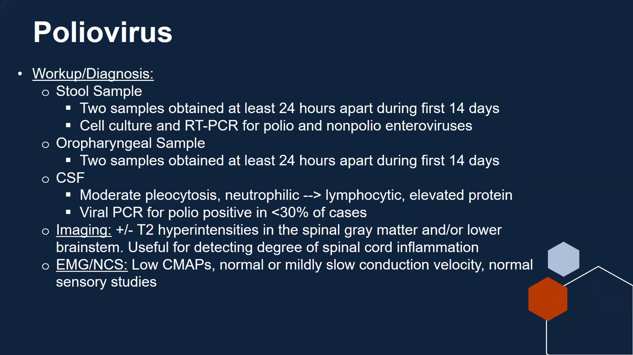In terms of other workup, if you are able to obtain an MRI, there may or may not be T2 hyperintensities in the spinal gray matter and/or lower brainstem. And really the MRI is useful for detecting the degree of spinal cord inflammation. You can also do an EMG depending on where you are in the course of disease. It may show low CMAPs, normal or mildly slow conduction velocities, and there's typically normal sensory studies.